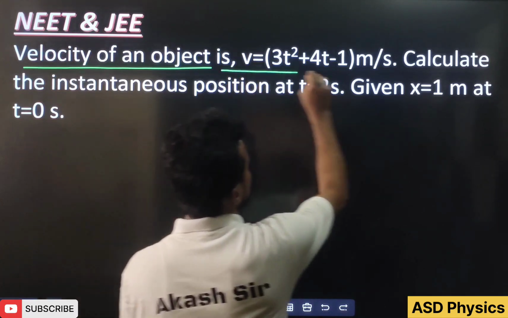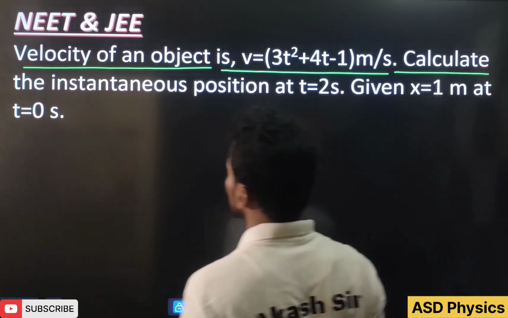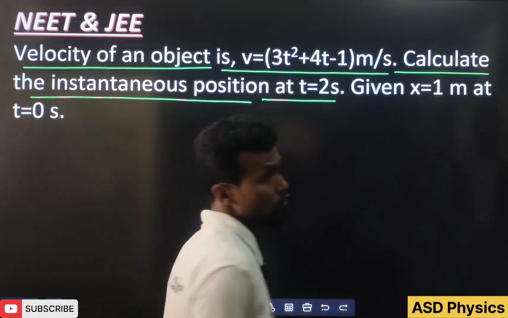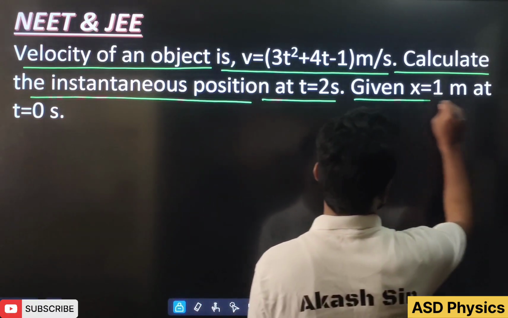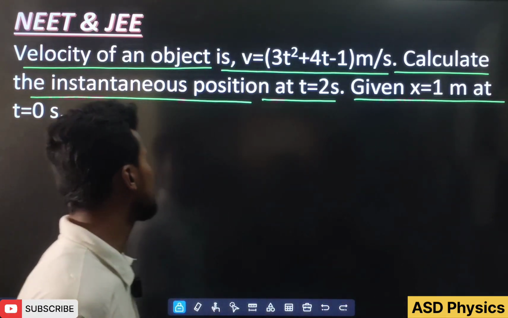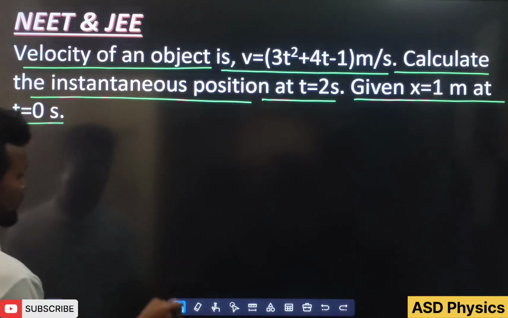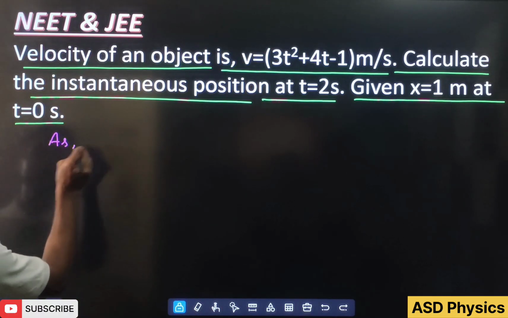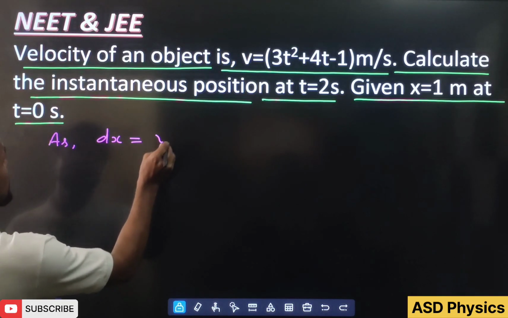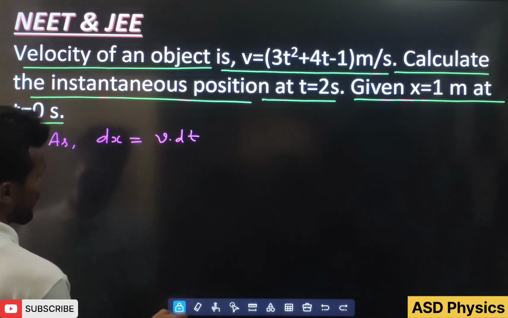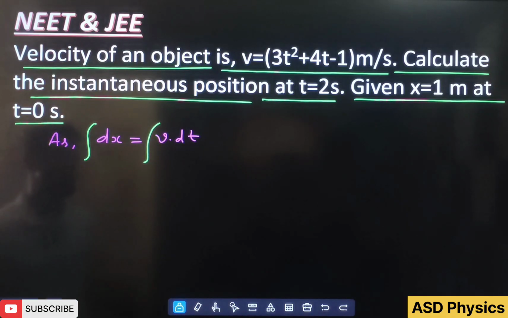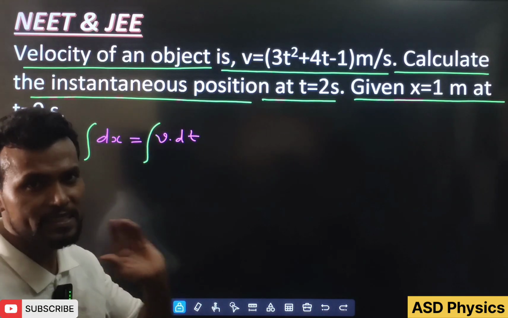Velocity of an object is given by this one. Calculate the instantaneous position at t equal to 2 seconds, and here the initial condition is given: x equal to 1 meter at t equal to 0 second. So how will we approach the question here? Remember that here dx equal to v dt. Directly you have to remember that. Now V is there, we have to calculate x, so integrate dx equal to v dt.